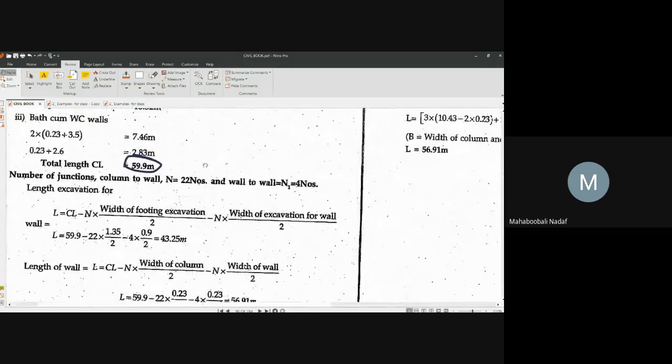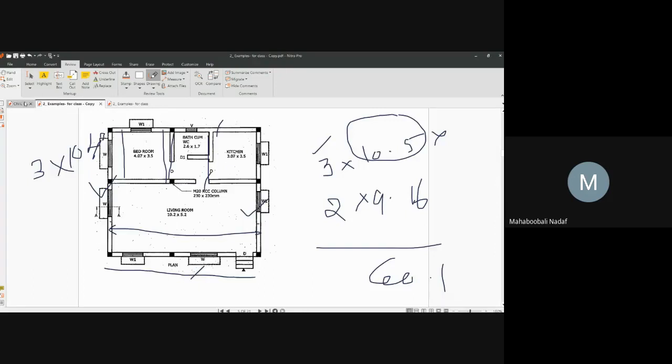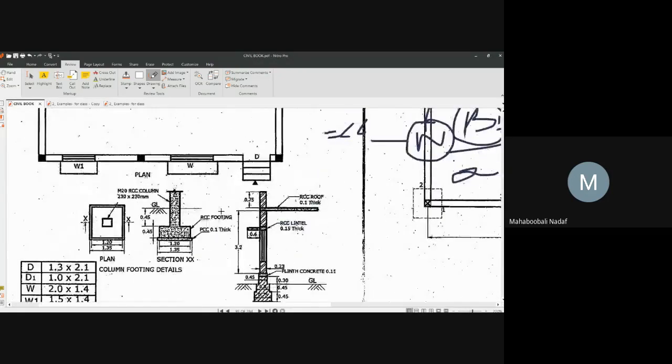Now see how they have written it here. Whatever the length they are writing, CL, that is the original length, minus the width of the footing divided by 2, then another n, the width of the excavation for that wall divided by 2. That is n into b by 2 minus n into b by 2. This n is the number of junctions where column to wall are there; this n is the number of junctions where wall to wall is there. Now, how many junctions are there? You can tell me from this diagram.